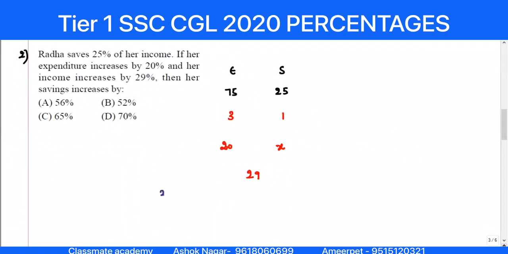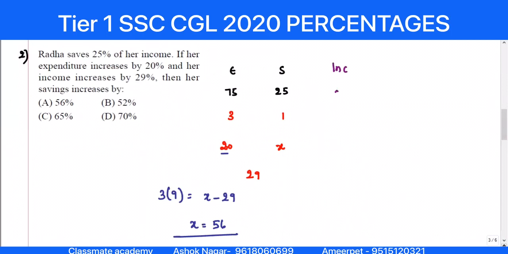3 into what is the difference? 9. 25. Okay, 1 into what is the difference? It is less, therefore it should be more. X is equal to 27 plus 29. 56. You can also write it vertically.